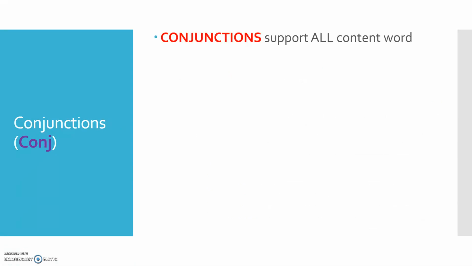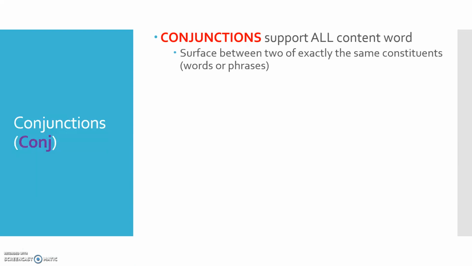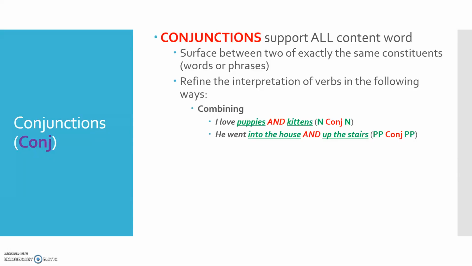event. Okay. Moving on, conjunctions. The job of conjunctions, they support all the different kinds of words because their job is to link together two of exactly the same kind of constituent. So they link together, they can combine. And is the basic combining conjunction. So I love puppies and kittens. So here we've got two nouns being conjoined together.